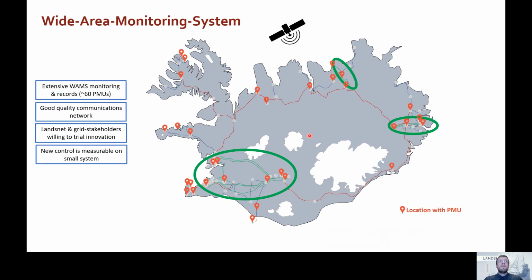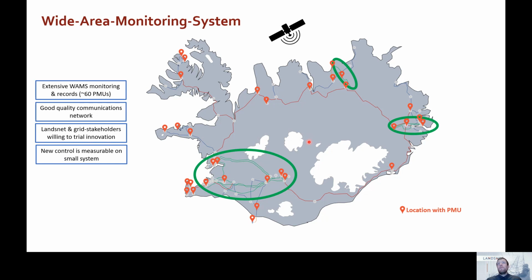And about 10, 12 years ago, we started to install PMUs in our system. So here's an overview of where we have installed PMUs in the system. So we got quite good coverage. Our communication network is quite good. And on top of that, when it comes to control design, lots of our customers were willing to trial innovation. And the good thing about testing out these controls is that we are an islanding system, and the new controls were measurable within the overall grid.